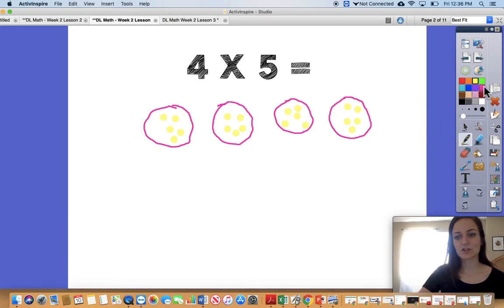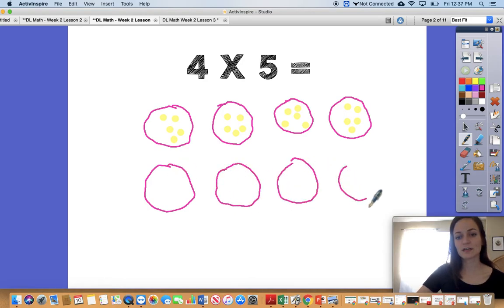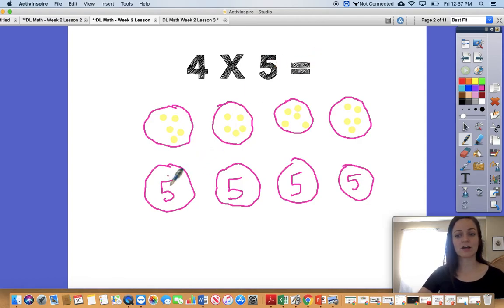I can also draw 4 times 5, and maybe a quicker way, it's up to you, whatever works best for you, is I could draw 4 groups, and then I can just write 5 in each one. 5 in here, 5 in this group, 5 in this group, and 5 in this group, okay? When we have 4 groups of 5, well, we're pretty good at counting by our 5s, so we could just count by 5s. 5, 10, 15, 20. So 4 groups of 5 is 20.